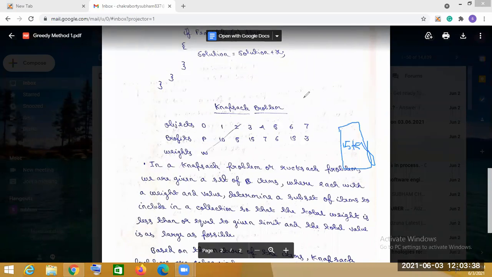But in the case of fractional knapsack, we will choose fractions of the weight also. We will not choose the whole weight of the element, we will choose fractions of the weight, put them into the bag, and from that we will get the maximum profit. So this is what the knapsack problem states. There are two types of knapsack problem: fractional knapsack and 0-1 knapsack.